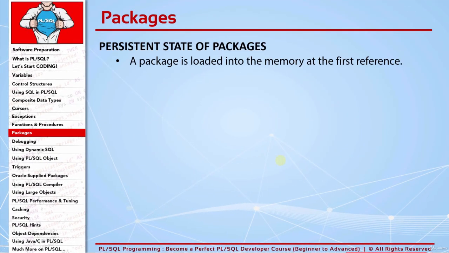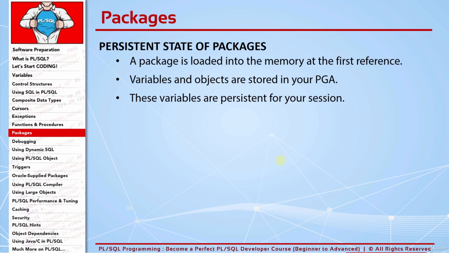A package is loaded into the SGA and PGA partially when we first call one of our package components. That component can be anything in your package. We saw that in our previous lecture. Variables and objects are stored in your PGA. Every user who calls a package component will have the variables and the objects of the package in their PGA. But do not be confused: only the public ones. The private ones cannot be called outside of the package, so they are stored in the SGA. These objects are stored in the PGA until your session ends.